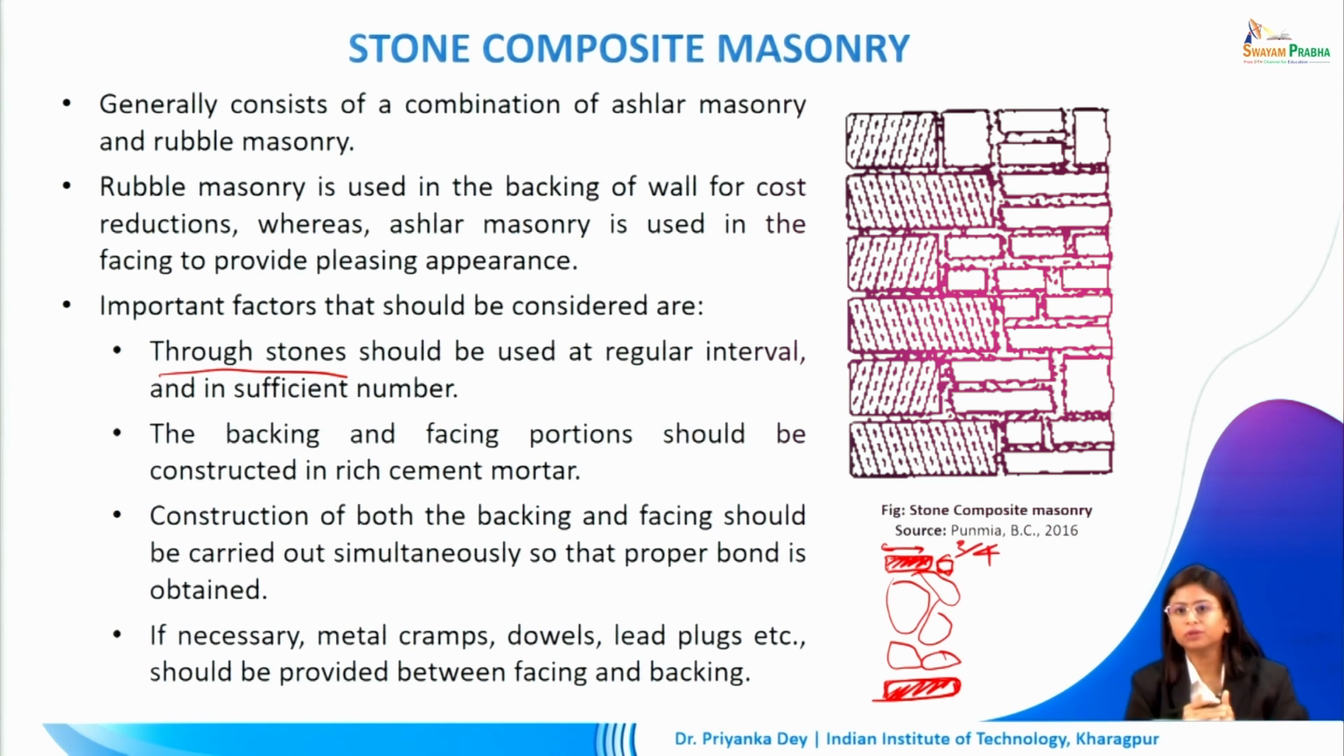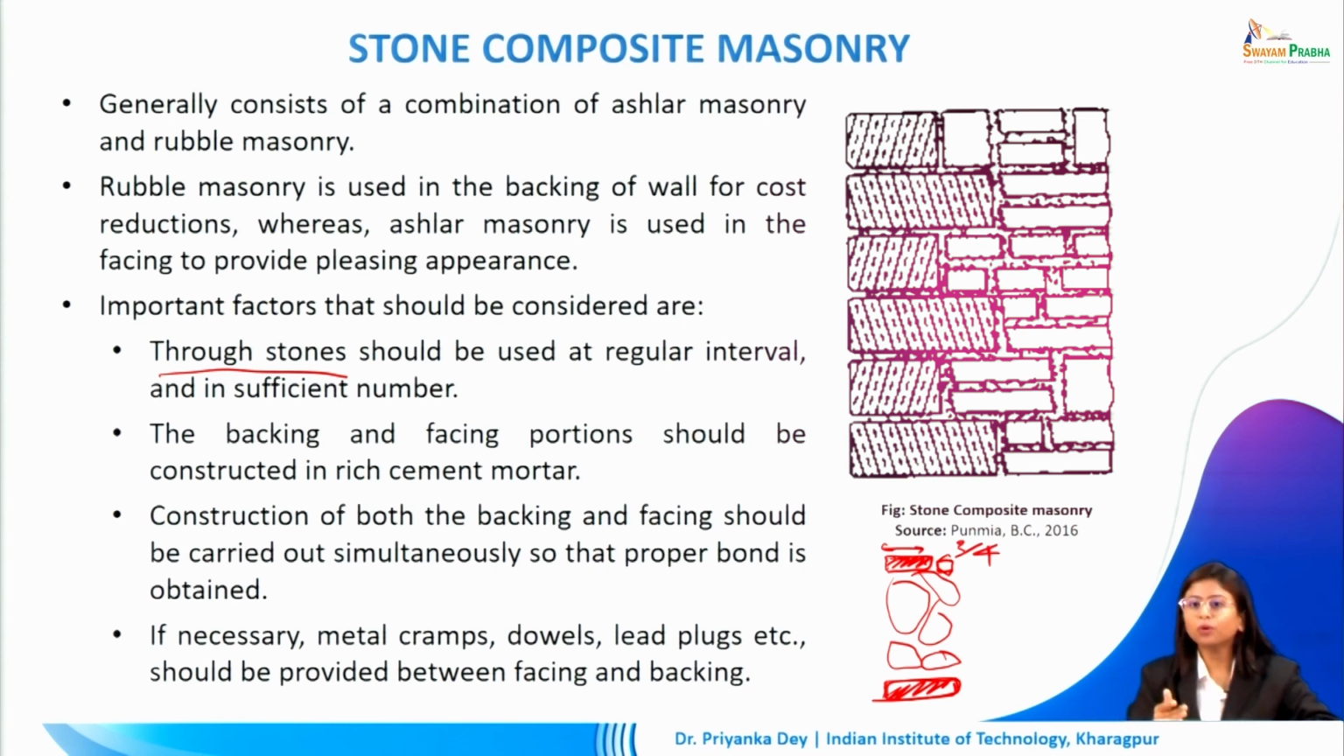So it's a very important characteristic when we are dealing with composite masonry, especially because we are trying to connect two different types of stone masonry together in one single wall. So for it to act in a consolidated manner, to act together, the two leaves of the wall have to be connected using through stones. The backing and facing portions should be constructed in rich cement mortar. Mortar is very important to ensure strength of the wall. The construction of both the backing and the facing should be carried out simultaneously so that proper bond is maintained.